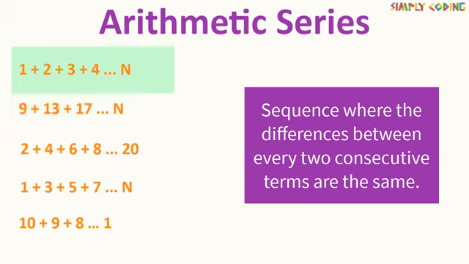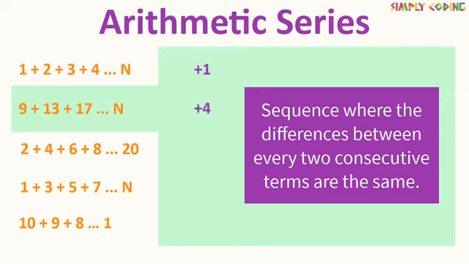Like in the first series, each term is getting incremented by 1. The second is getting incremented by 4. The third and fourth are getting incremented by 2. And the last one is decrementing by 1.